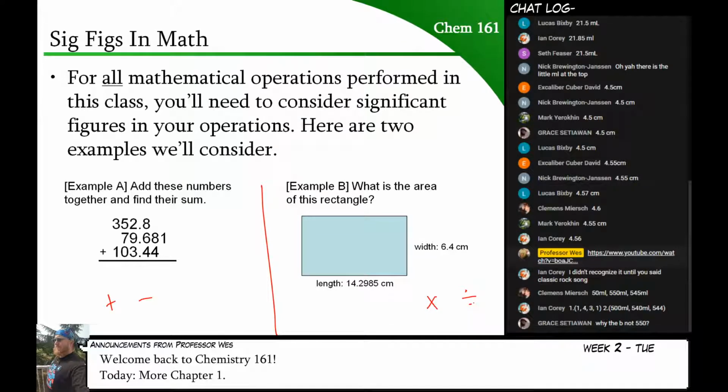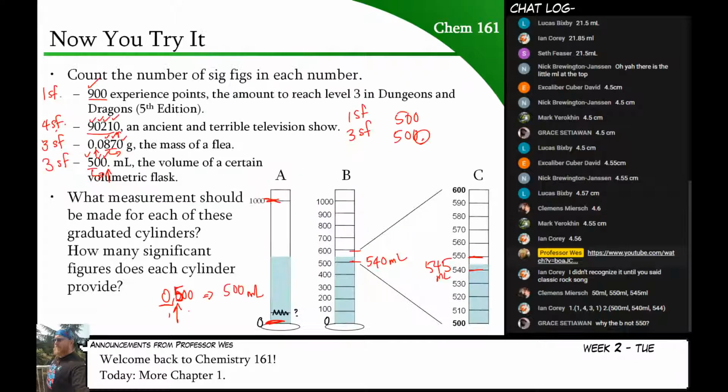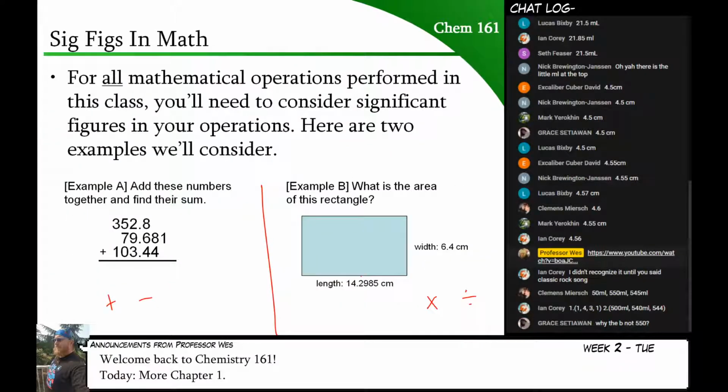Why is B not 550? I wrote 540 because I thought it was slightly below the midpoint, but if you wrote 550, that would be okay. Because remember, this digit right here, this is our estimated digit because we don't really know with certainty where that's falling. Like, how I drew that, it makes it look like it's in the middle. But to me, looking at the blue, it looks like it's not. So it's hard to say. There's uncertainty. So either answer should be correct.